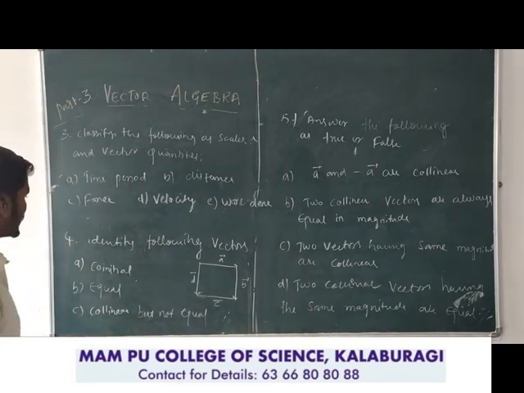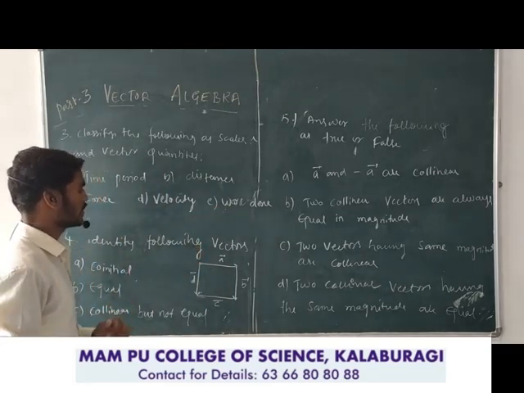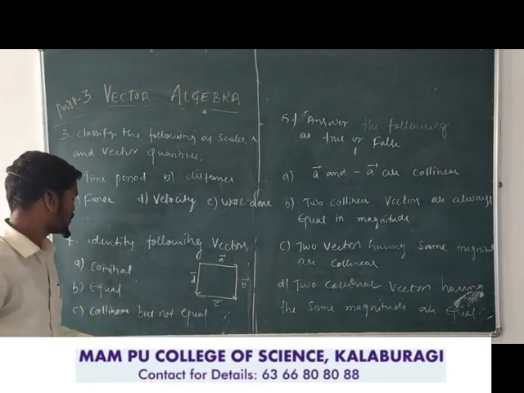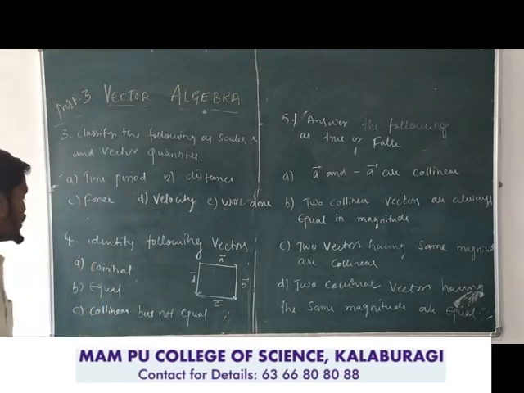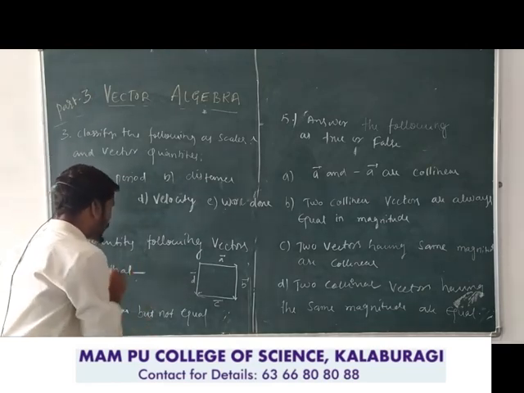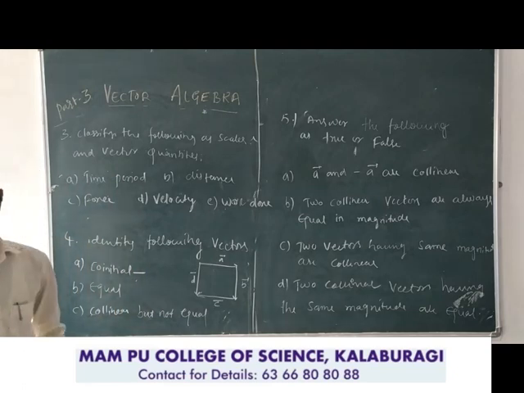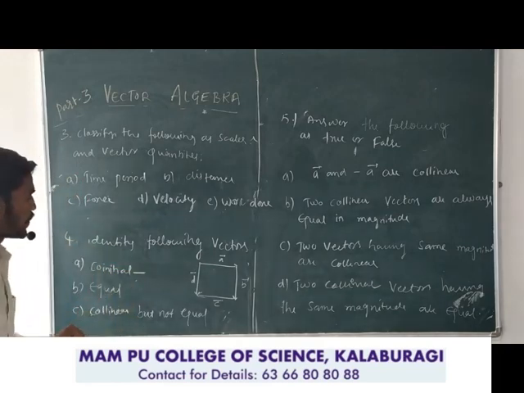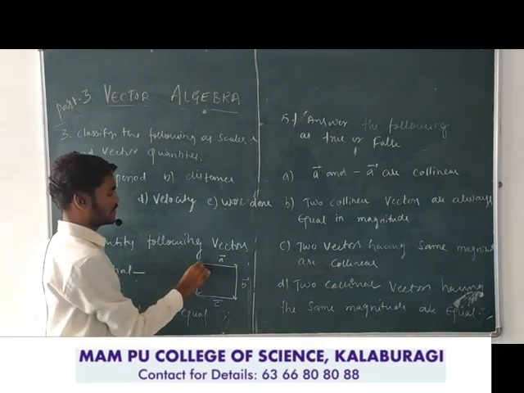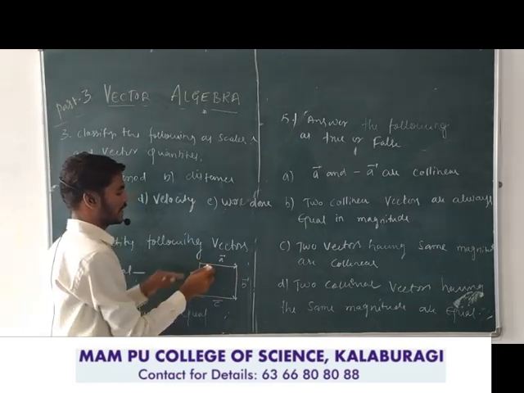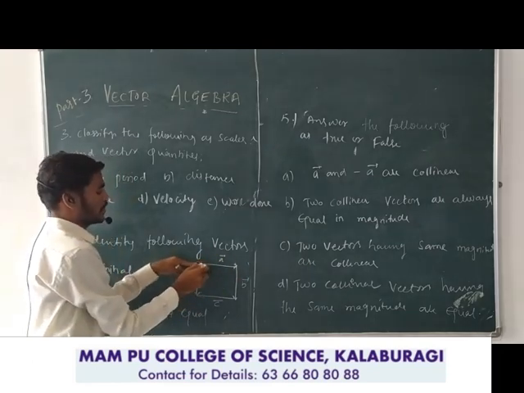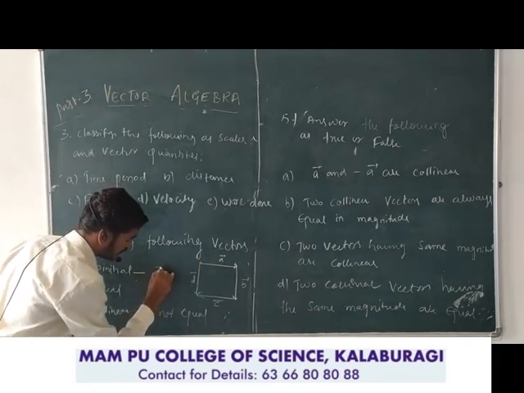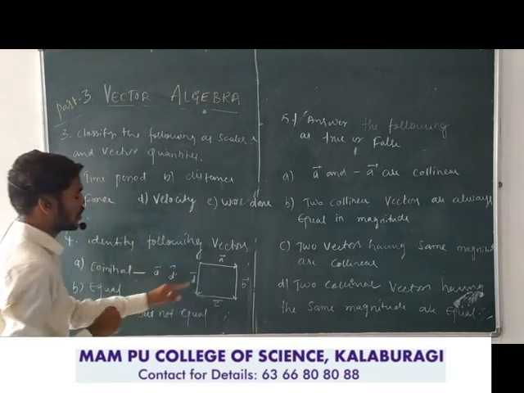Now the fourth example: identify the following vectors. In this figure we have to identify which ones are co-initial, which are equal, and which are collinear but not equal. Co-initial means the vectors share a common initial point. See here, this is a common initial point. A vector and D vector both go away from only this initial point. These have the common initial point.